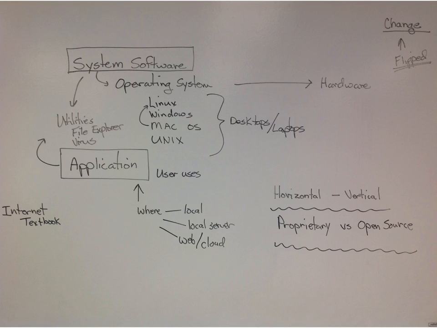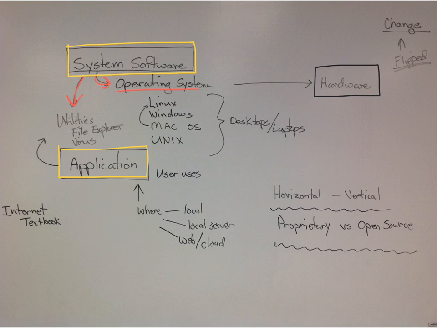Okay, so let's take a look here. Two major types of software we're going to talk about: system software and applications. The other topic today is hardware. System software we're going to split into 2 parts: the operating system and utilities.